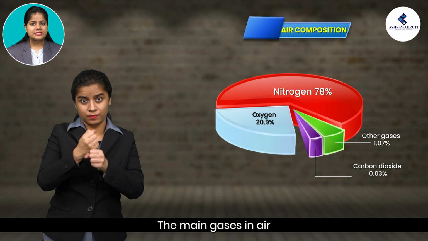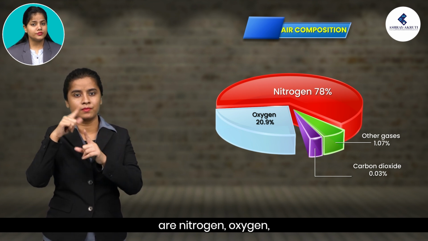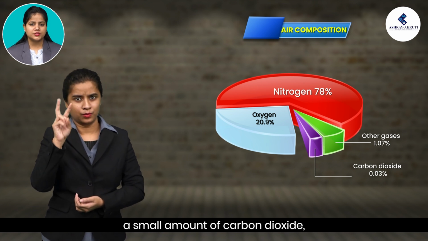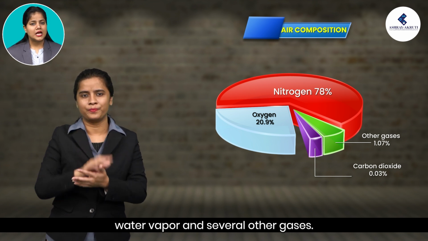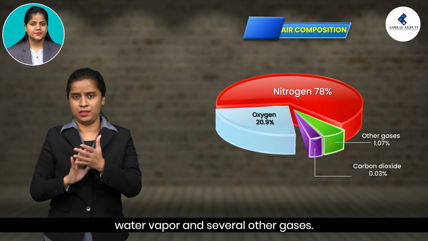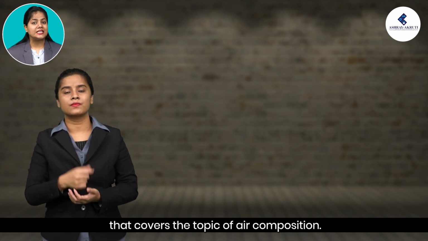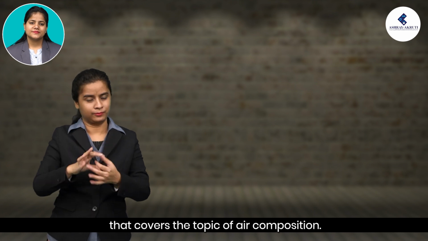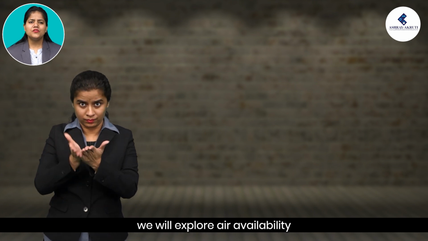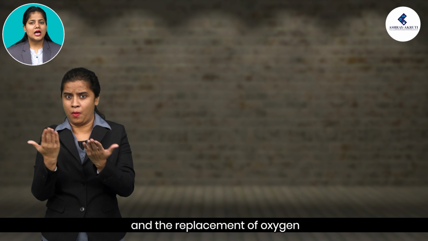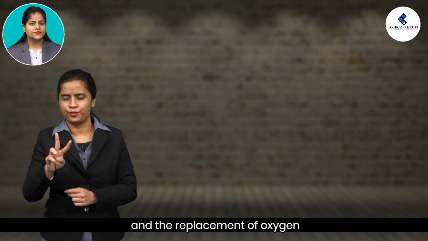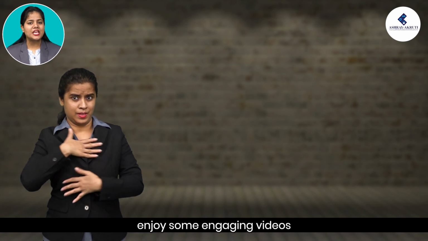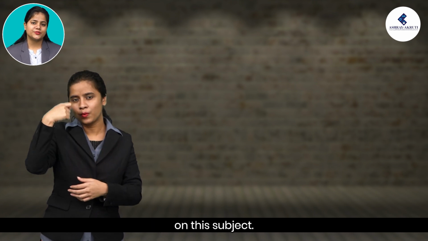The main gases in air are nitrogen, oxygen, a small amount of carbon dioxide, water vapor, and several other gases. So, that covers the topic of air composition. In the next part, we will explore air availability and the replacement of oxygen in the atmosphere. Until then, enjoy some engaging videos on the subject.